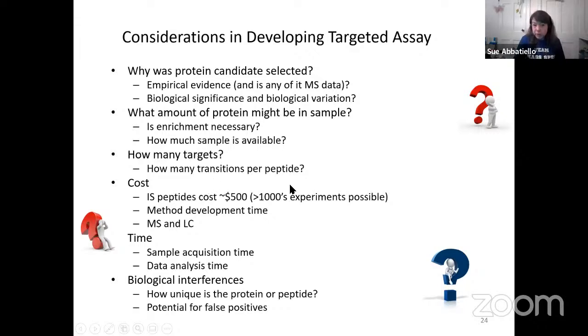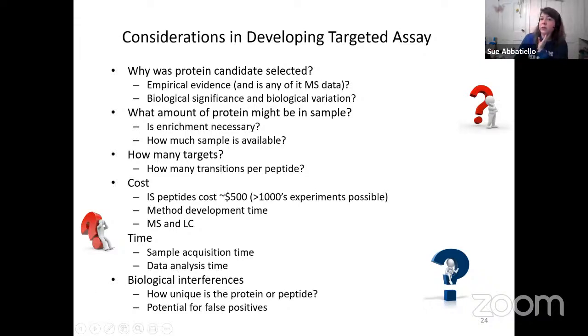How many targets do you want to look at per sample? And then how many transitions per peptide, because this might control what type of instrument you use, a high resolution mass spectrometer or a triple quad. And then cost. Do you have money to spend on labeling reagents or internal standards, or for lengthy LCMS runs, because those often come at a cost too. And then how much time do you have to spend looking at sample acquisition and data analysis time? And then how unique is the peptide or protein?